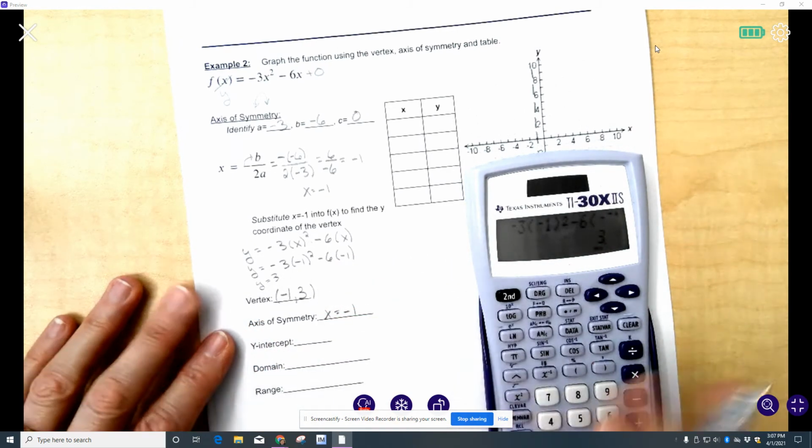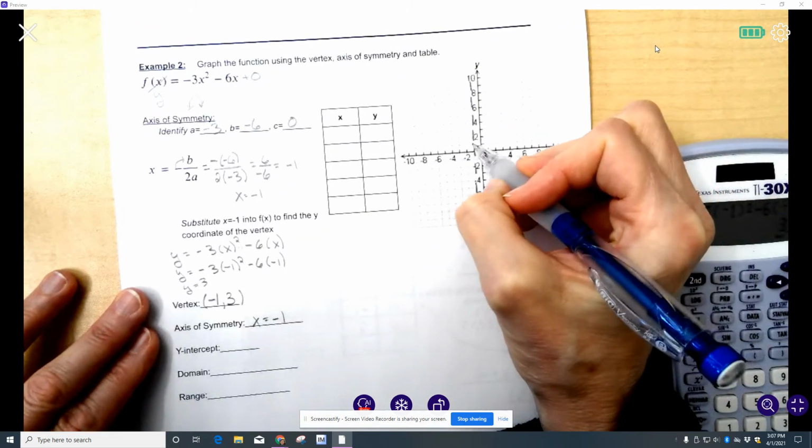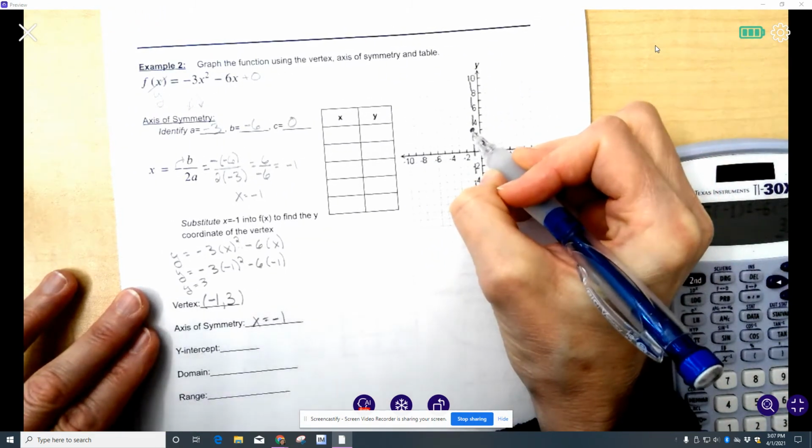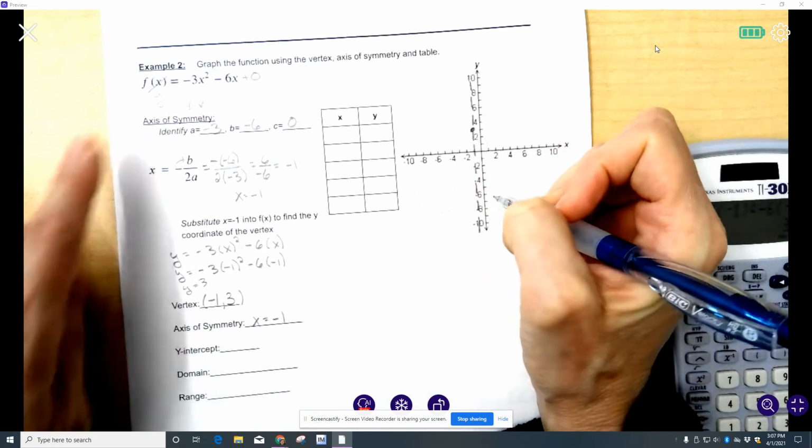So there's my vertex. I'm going to graph it right now. Over -1, up 1, 2, 3. This is going to be the top of my parabola because it's downward facing.